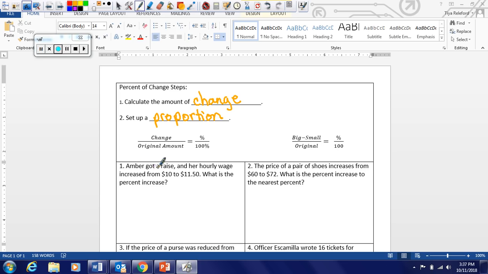So number 1 says Amber got a raise and her hourly wage increased. That's a keyword. Increased from $10 to $11.50. What is the percent increase? This percent increase tells you that it's not a regular percent problem. First, we have to know how much it increased.